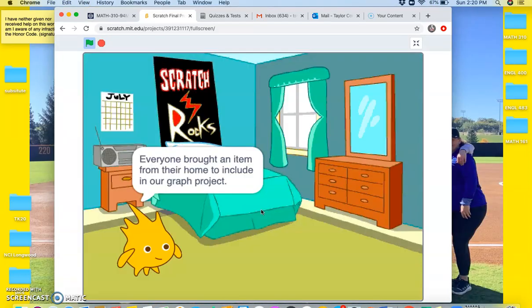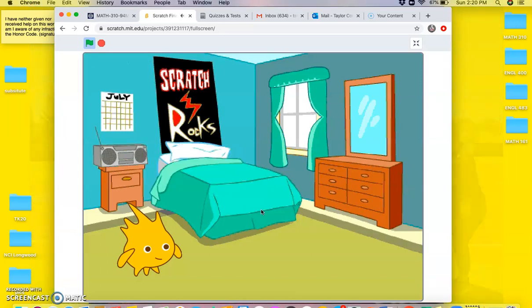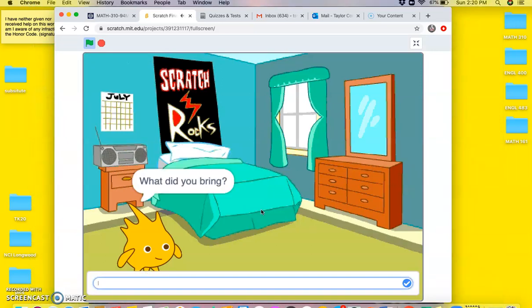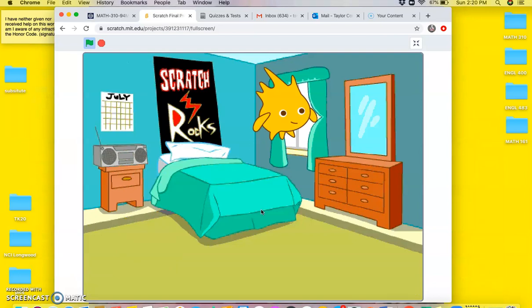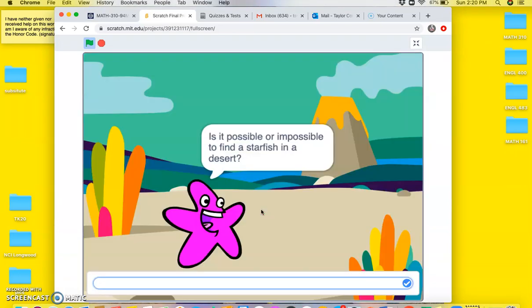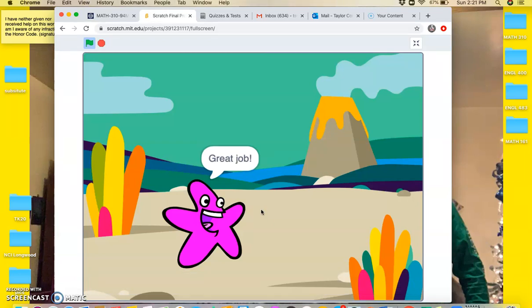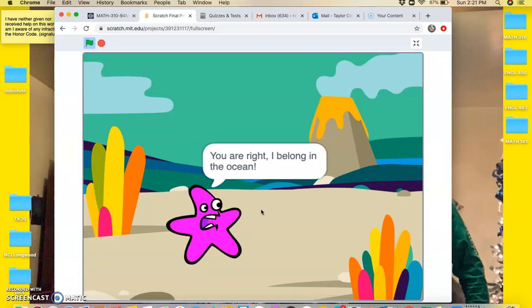Everyone brought in an item from their home to include in our graph project. What did you bring? Toy car. Is it possible or impossible to find a starfish in a desert? Impossible.